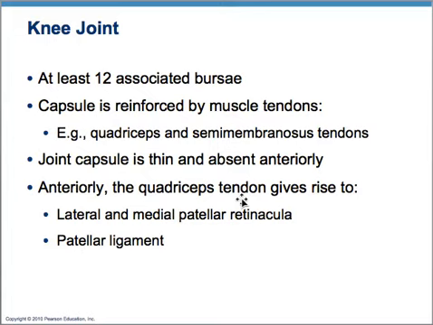The knee joint has at least 12 associated bursa. So those sacs that we were talking about, there's 12 of them in the knee joint. The capsule itself is reinforced by muscle tendons, those muscle tendons that we pointed out in the previous picture. The joint capsule is thin and absent anteriorly, so absent in the front. And anteriorly, again, the quadricep tendons give rise to the lateral and medial patellar retinacula and the patellar ligament.